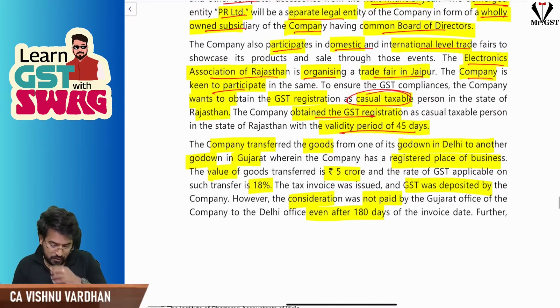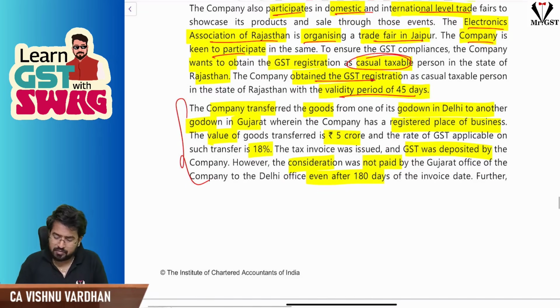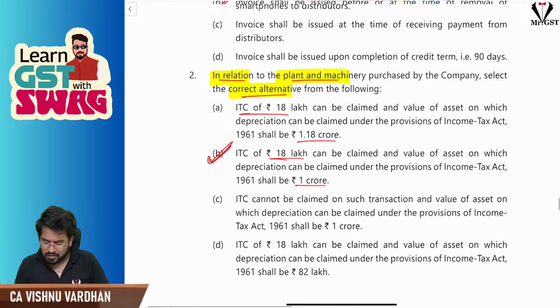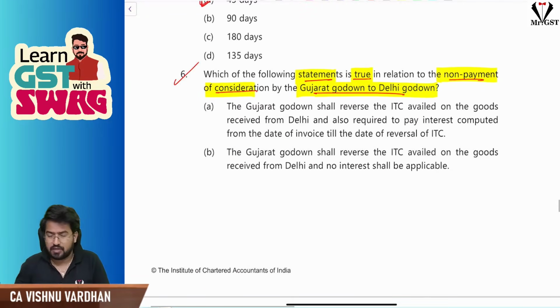I think we have finished all the questions. Yes, without even reading the balance, we have finished this question also. Okay. So there is something like a godown in Delhi to another godown in Gujarat, 5 crore value, without consideration. They are doing all these things. So the 180 days consideration condition is not applicable here because the supply itself is without consideration. So hope it is clear for you. This is the common repeated MCQ, only this one, the last 180 days one. This is already seen earlier in past MCQs.